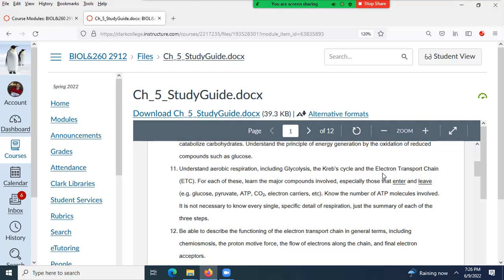We do the math here, 2, 4. So 32 to 34 for eukaryotic cells into the electron transport chain, and 34 for prokaryotic cells in the electron transport chain. The total number of ATP made by aerobic respiration is 36 to 38 in eukaryotic cells and 38 ATP per molecule of glucose in prokaryotic cells.